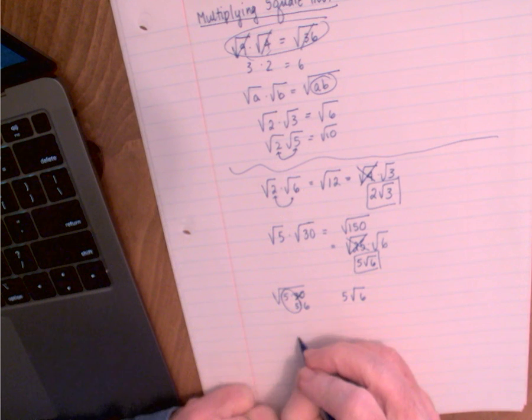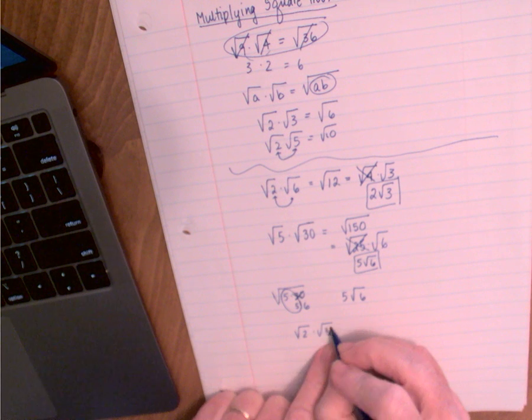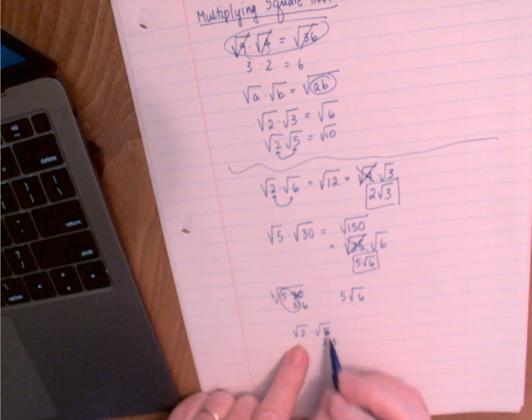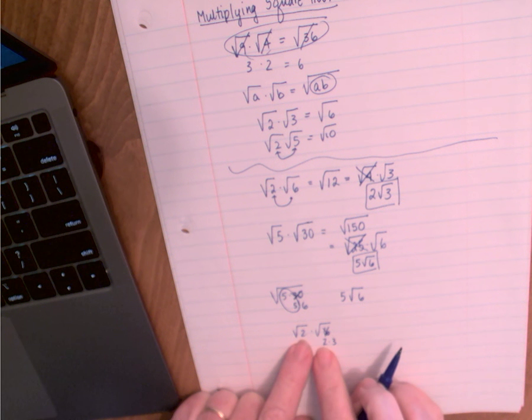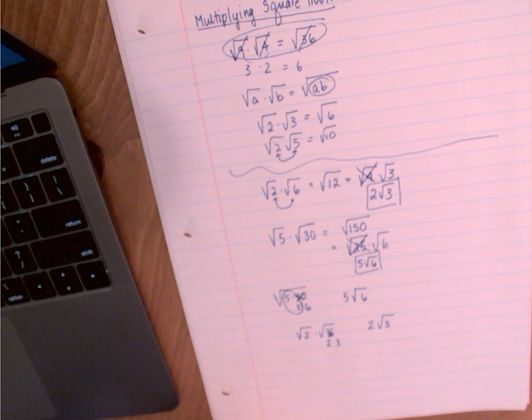The same thing with square root of 2 times square root of 6. Right away, I know that 6 is really 2 times 3. So when I multiply these two under the same square root, I know I'm going to be able to pull out a 2, and the 3 is going to be left over.